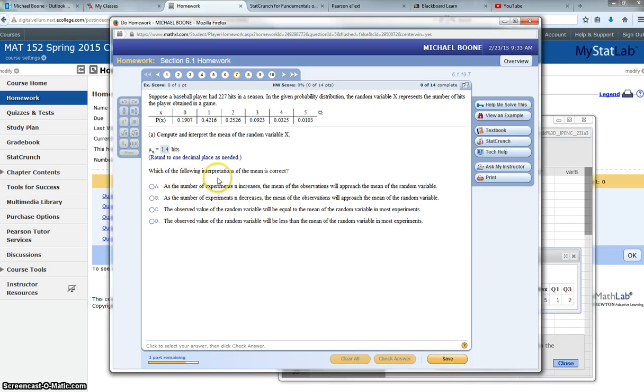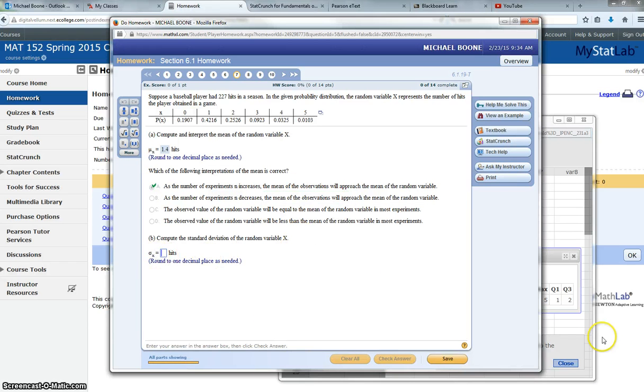And which of the following interpretations of the mean is correct? So we have to look at the verbiage of this. As the number of experiments increases, the mean of the observations will approach the mean of the random variable. That one looks pretty good. Observed value, I don't know anything about that. But as the number of experiments increases the mean, so that looks pretty good. Good. I miss those sometimes.